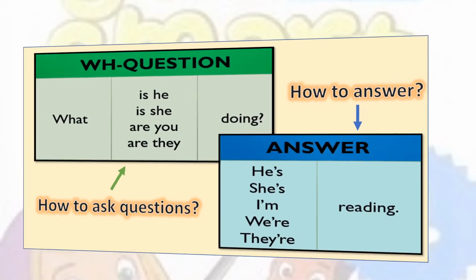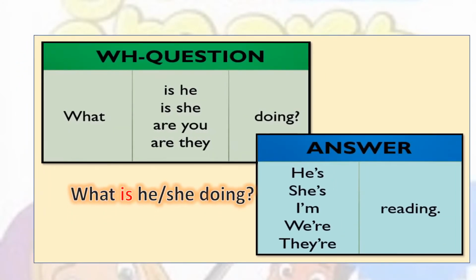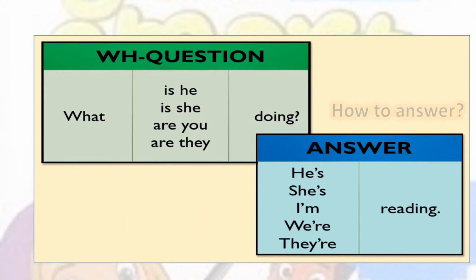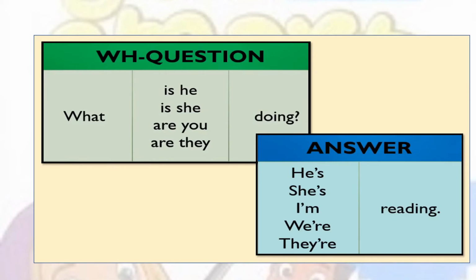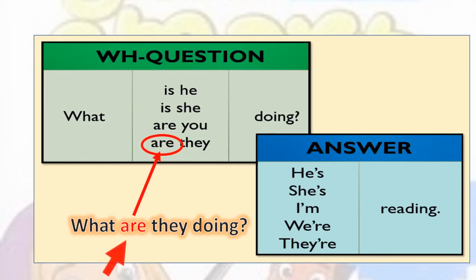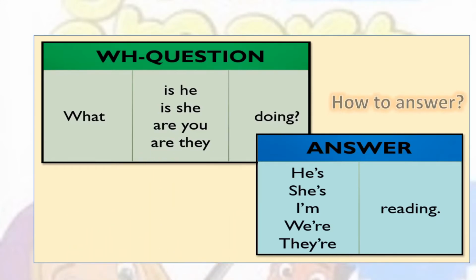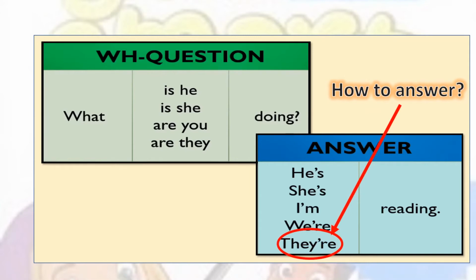Okay, so for example, the first one, what is he or she doing? Remember, when there's only one subject, we must always use is. So when we answer, the answer should be he's or she's. So he's reading or she's reading. Next one, what are they doing? Look at the word they. When there are many people, we use the verb to be are. So how do we answer? They are reading. Okay, next one.